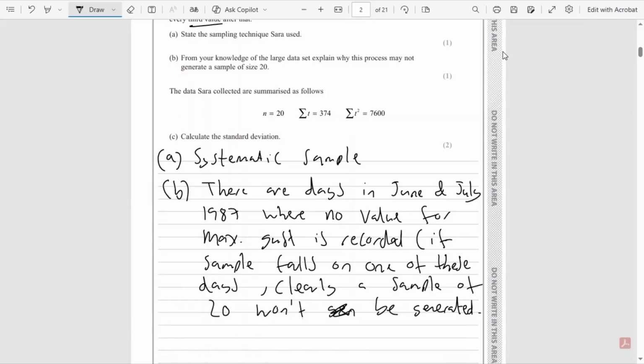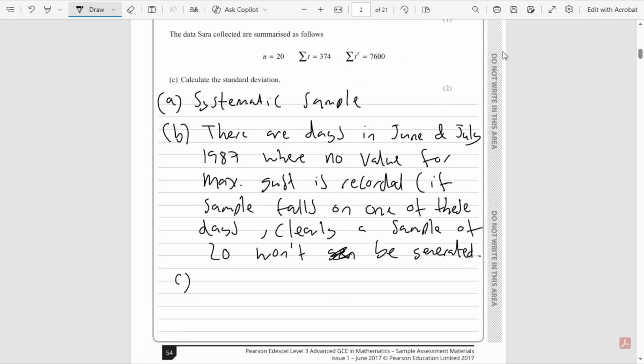Now then, part C. The data Sarah collected are summarized as follows. n is 20, that's the sample size. The sum of t, so the sum of the gusts, is 374. And the sum of the gusts squared is 7,600, so sigma t squared. Calculate the standard deviation. If you're comfortable with standard deviation, you should be happy that one of the formulas looks something like this: sigma data squared, in this case sigma t squared, over the sample size, and then minus the mean squared, so t bar squared.